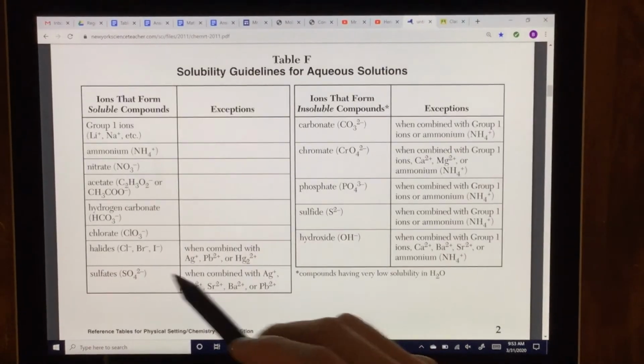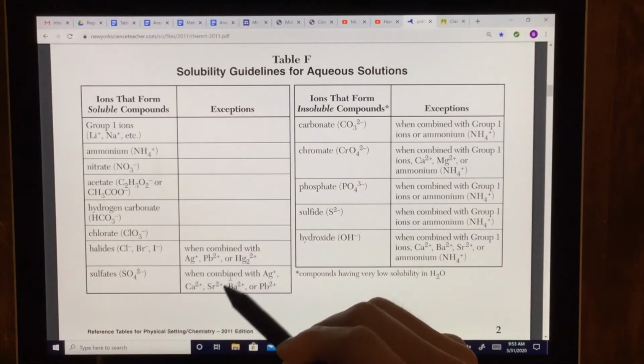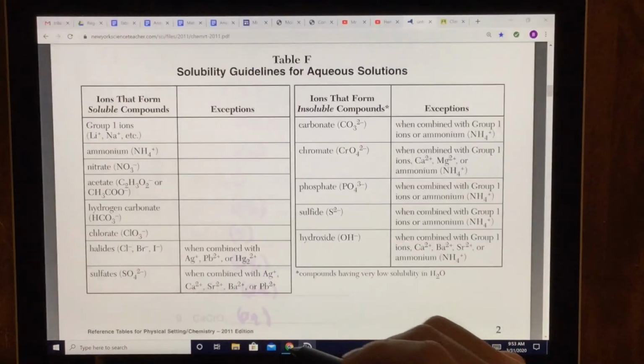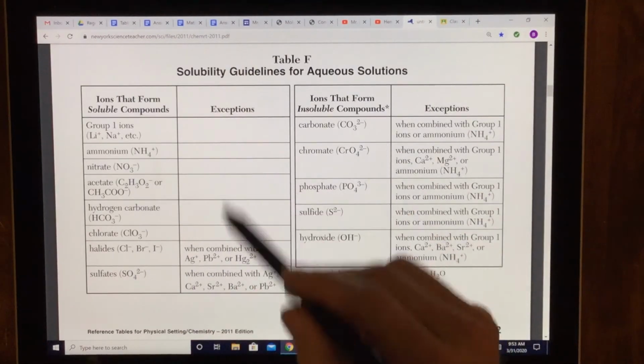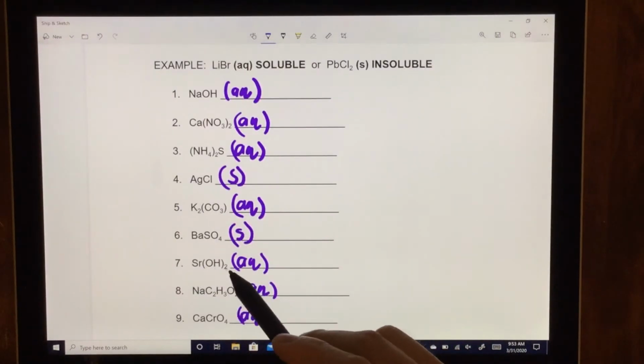BaSO4, SO4 is soluble except with Ba. So BaSO4 is actually, what did I write? Yeah, solid. Yep. So Ba would make SO4 insoluble because it's an exception. So BaSO4 is solid, precipitate.